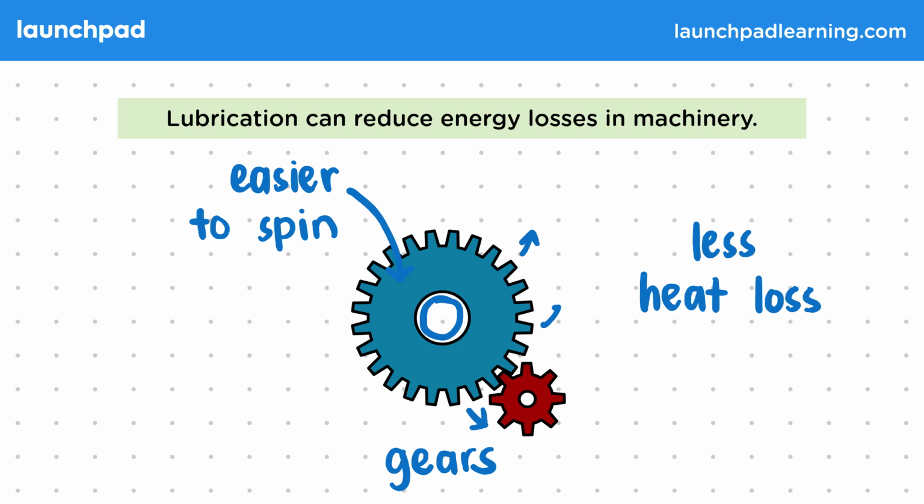There are lots of examples of machines that are lubricated. For example, in a car, engine oil is used to lubricate the pistons and allow them to keep moving smoothly. This means a vehicle can run at a lower temperature and it saves us on fuel.